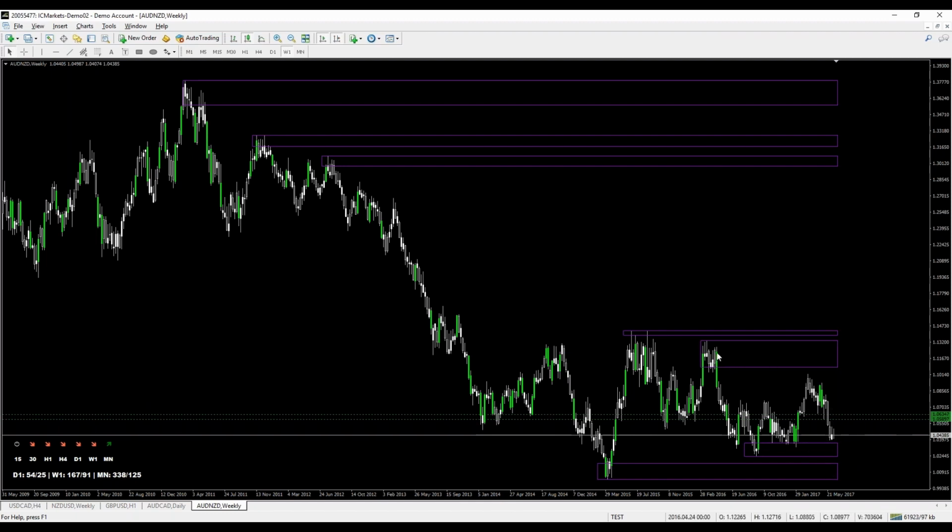And where would that be? Well, that would be somewhere up in here, this area of opposing supply here. And so that's what I normally look at. And that's on the weekly chart.